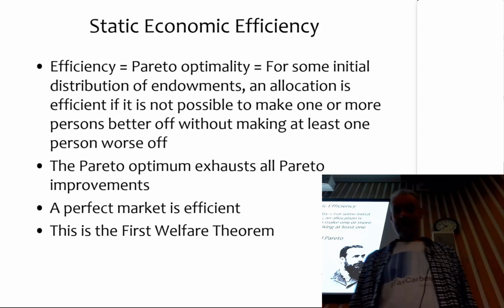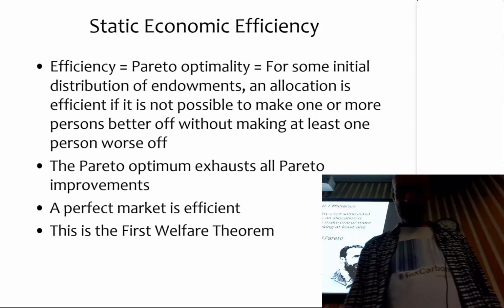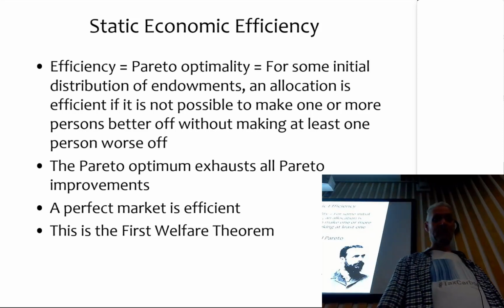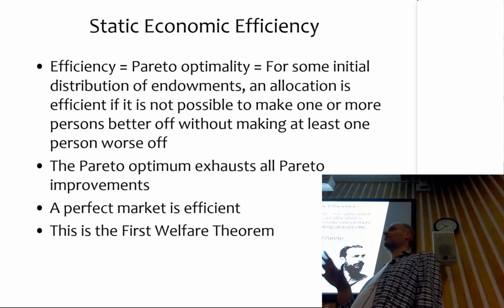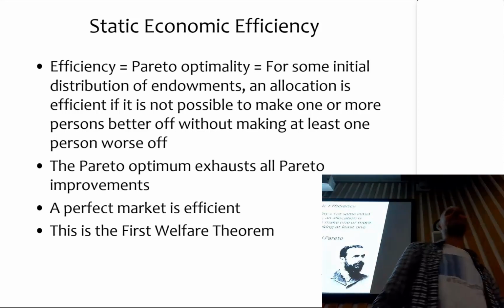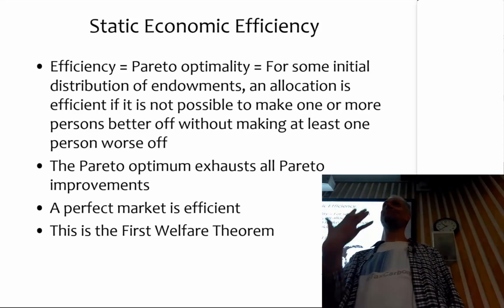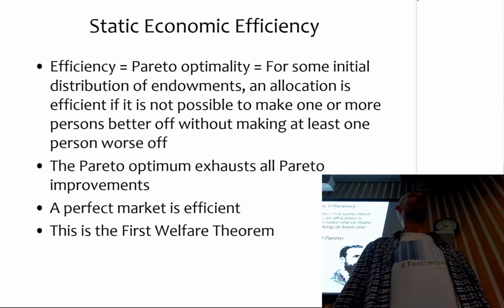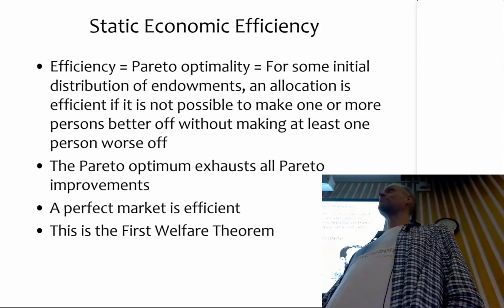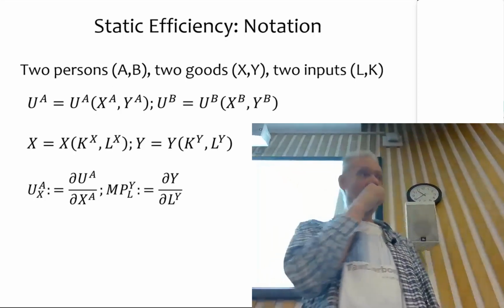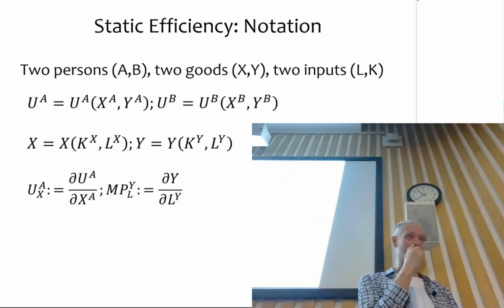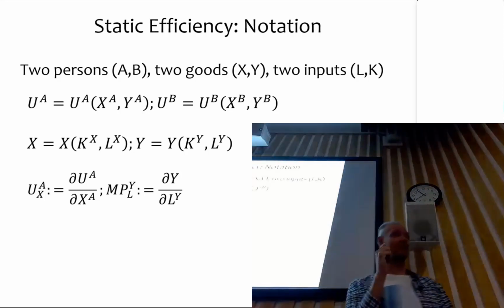And then we have the first welfare theorem that says that a perfect market is efficient, right? Now, I'm going to start with the perfect market. Of course, environmental economics is all about imperfect markets. But we're going to start with perfect markets because you can only understand imperfection once you understand perfection. So what does efficiency mean? I'm only going to talk about static efficiency.